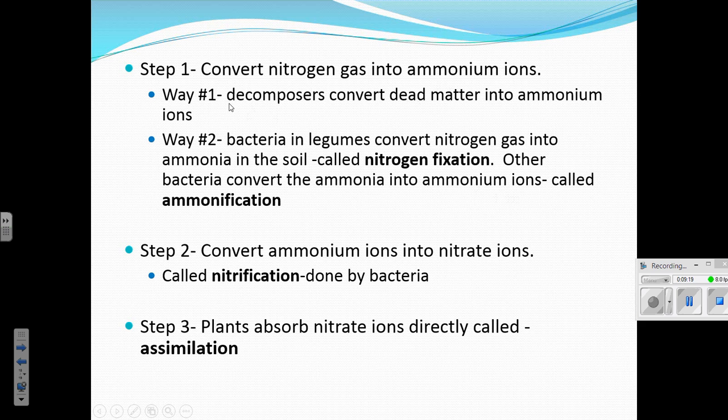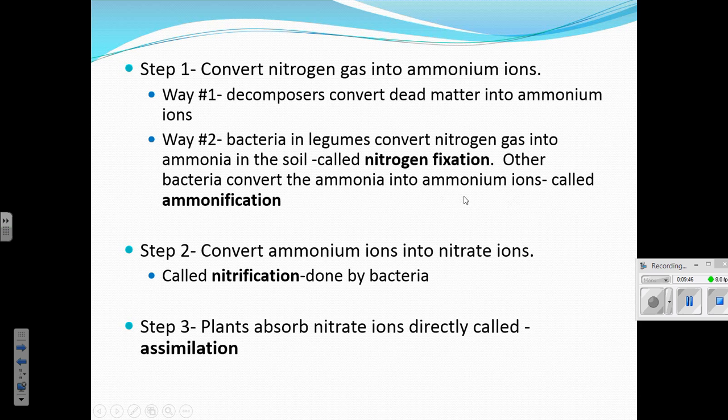So the first way that can happen is decomposers can just take dead things and turn that into ammonium. Or the second way is that bacteria that live in the roots of legumes, like our soybeans, can convert that gas into ammonia, which is called nitrogen fixation. Other bacteria then are going to convert that ammonia into the ions, and that is called ammonification. So first two steps, nitrogen fixation and ammonification.